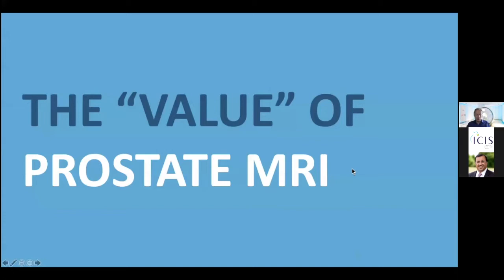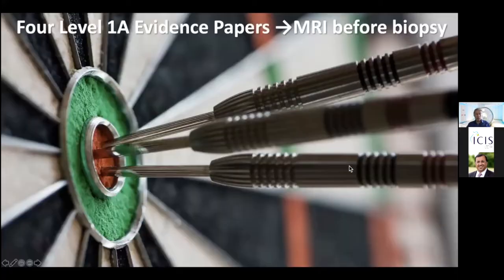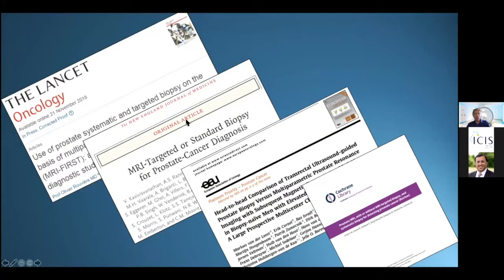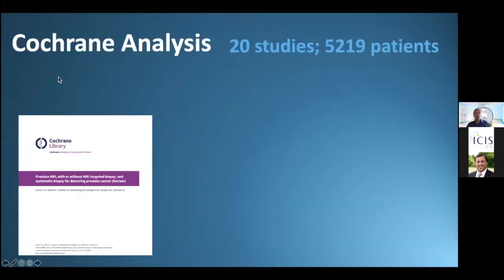What is the value of prostate MRI? At this moment, there are 4 level 1A evidence papers that show that prostate MRI has a high value if you perform it prior to any biopsy. These are the 3 papers: Lancet, New England Journal, European Urology, and the Cochrane meta-analysis. Let's zoom in on the Cochrane analysis that summarizes the existing literature up to now. 20 studies, more than 5,000 patients.